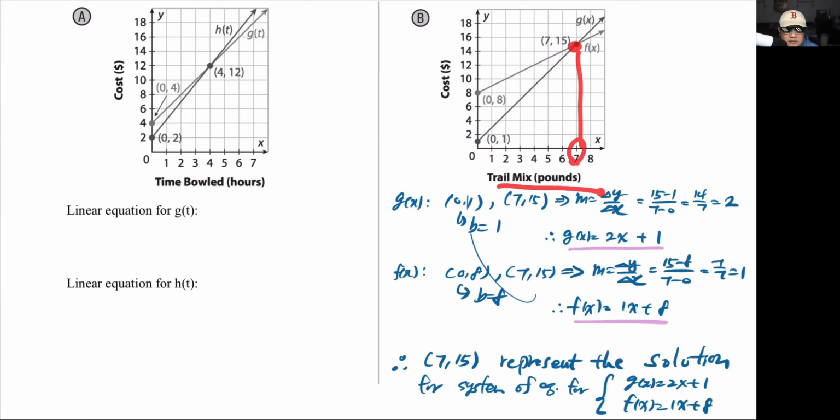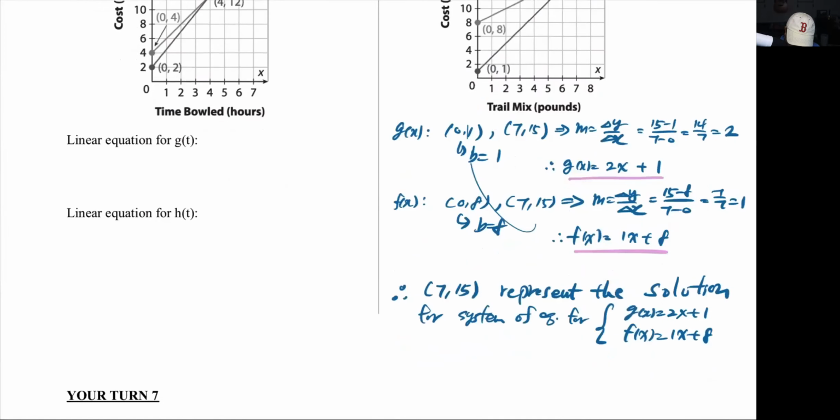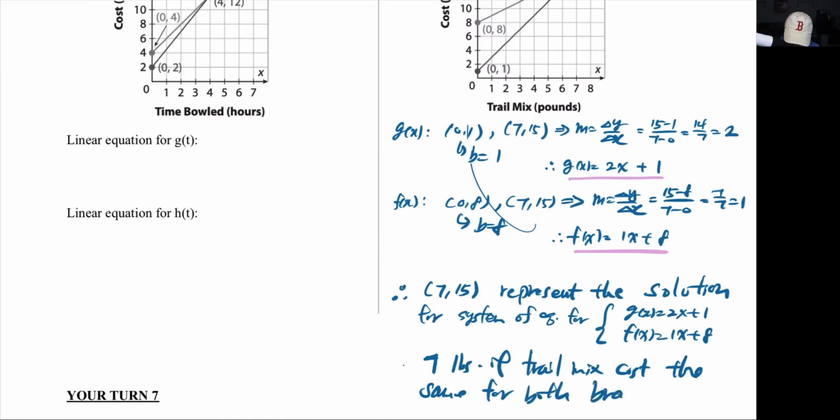And what do we have? The cost will be the same, right? And then there are 2 different stores, brands, I guess. So what that means is that 7 pounds of trail mix costs the same for, I'll say, both companies, both brands. How's that? Both brands. All right. Could you add that in too?